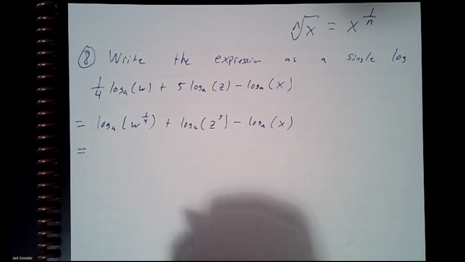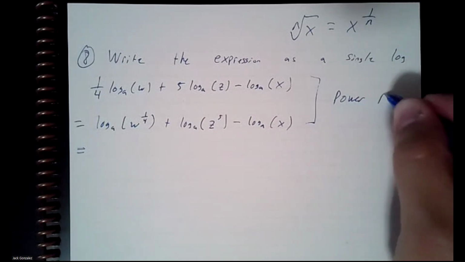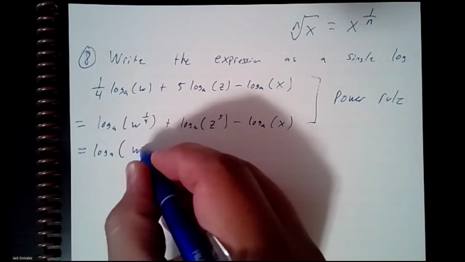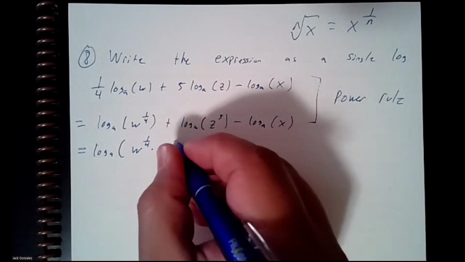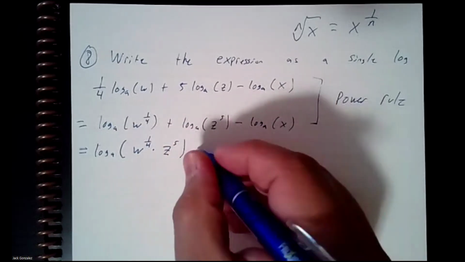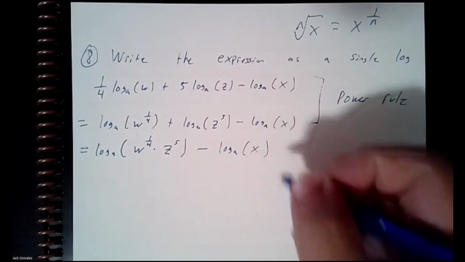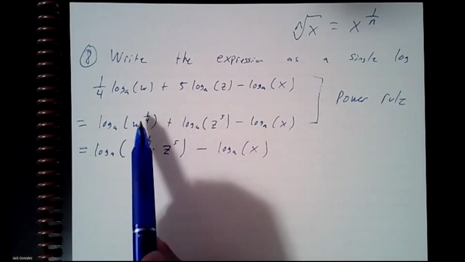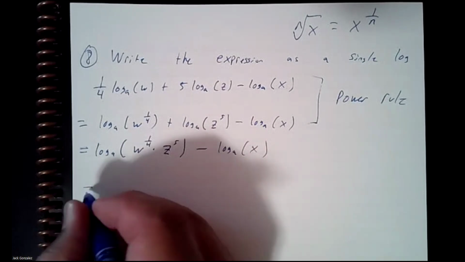Yeah, we got two sums, right? So from here to here, we did the power. Now we multiply the arguments, the stuff inside. Now we have subtraction, so what do we do now?